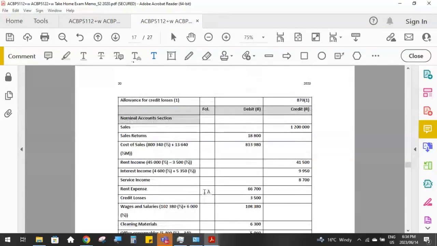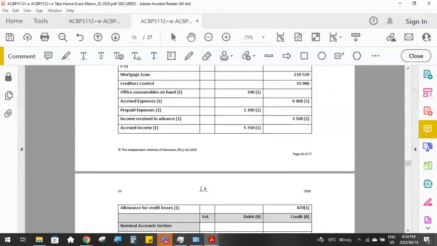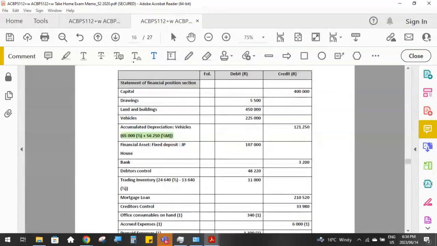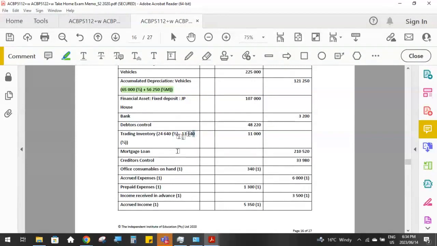I must be able to follow what you've done, and most importantly, you must be able to follow what you've done as you're working through the work as well. So we had to do a calculation there. For trading inventory, we have to do a calculation, so you can see there we've made an adjustment.